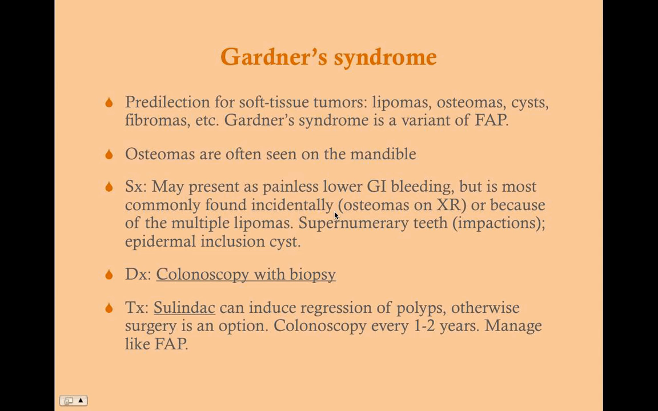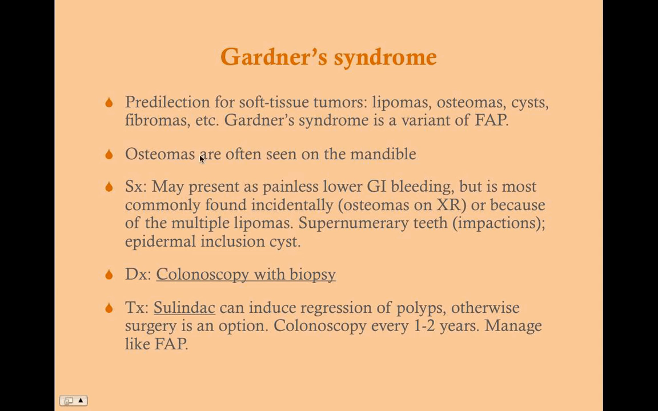Now the symptoms, if you don't find the osteomas, if you just let the symptoms continue on, you may get painless lower GI bleeding, but most commonly you're going to see the osteomas on x-ray. You can also get multiple lipomas, supernumerary teeth, and epidermal inclusion cysts, which are just cysts that look like they're made completely out of skin, and they occur on your neck or on your arms, different places. The diagnosis is going to be colonoscopy with biopsy.